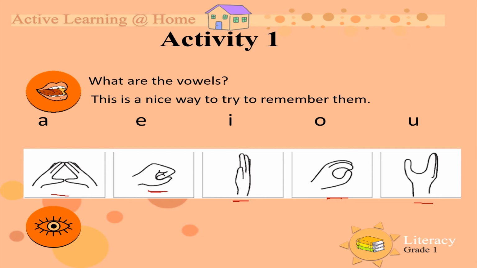Good. Let's take a look quickly. There's your A. Again, I'm going to make a little arrow so that you can see it. E, I, O, U. So your vowels are A, E, I, O, U. Let's see what we are going to do with these vowels.